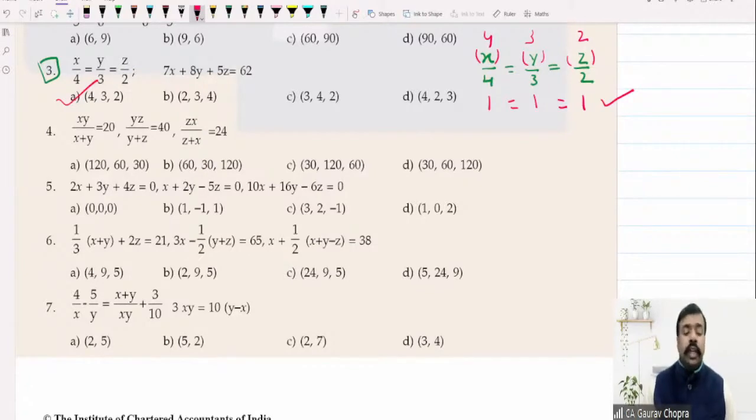And also, if we try these options in the second equation, we must get the total as 62. So we can check for that also. 7 into 4 is 28, plus 8 into 3 gives 24, and plus 5 into 2 gives 10. The total makes 62. Hence, option number A is correct. All right. Great.